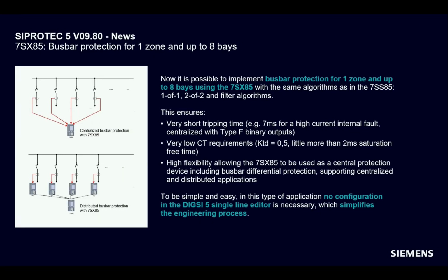This ensures very short trip time, very low CT requirements, and high flexibility, allowing the 7SX85 device to be used as a central protection device, including busbar differential protection, supporting centralized and distributed applications as shown in the example. In this type of application, no configuration in the DIGSI 5 single-line editor is necessary, which simplifies the engineering process.